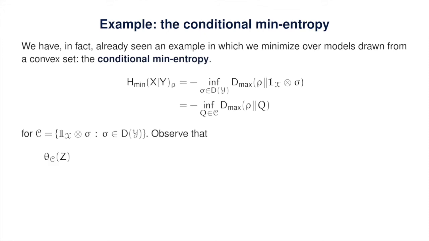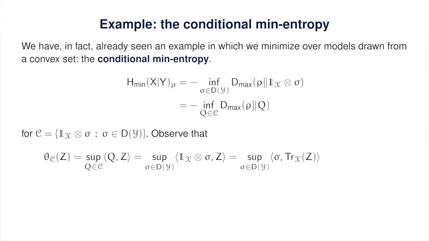In this case, the support function of C turns out to be a function that can be written explicitly. First, let's write this as a supremum over all density operators sigma by tensoring with the identity on X. The adjoint of the linear map you get by tensoring the identity operator to a given operator is the partial trace over the corresponding space, and so we have this equality. And the supremum is precisely the largest eigenvalue of the partial trace over X of Z. That is, if you want to make that inner product as large as possible, let sigma be entirely supported on the eigenspace corresponding to the largest eigenvalue of that operator.